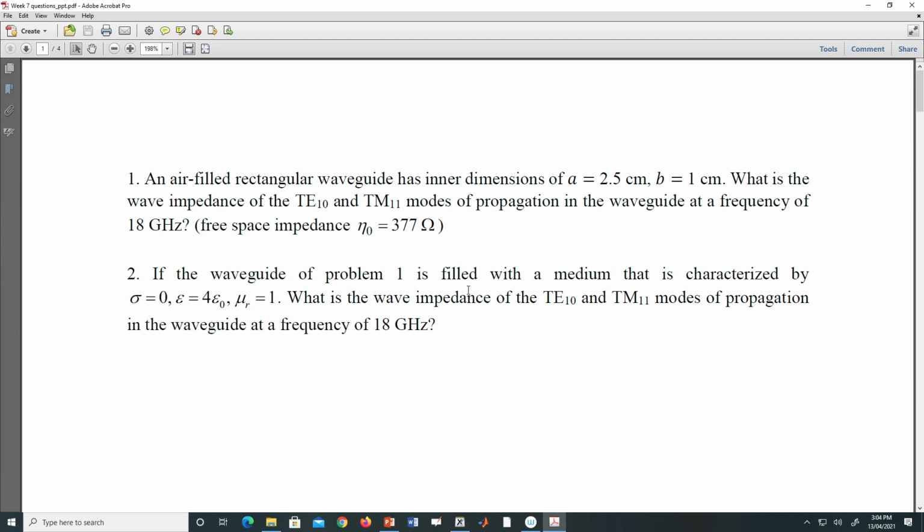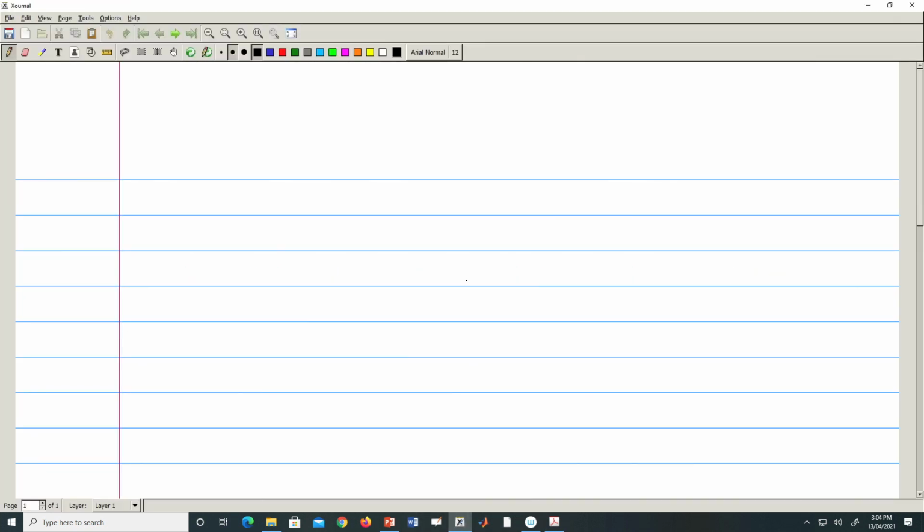So, here A is 2.5 centimeter, B is 1 centimeter. We are doing the first problem. We have to calculate the wave impedance of TE10 and TM11 modes of propagation at 18 gigahertz.